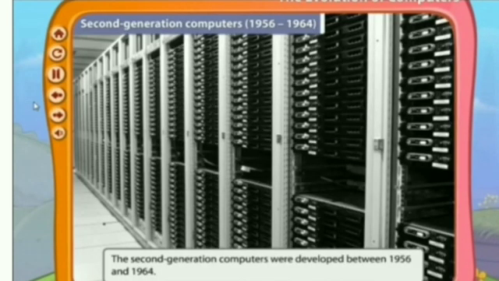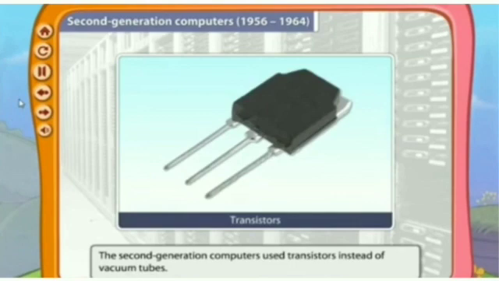Second generation computers. Second generation computers were developed between 1956 and 1964. This is the second generation computers. What's the difference between first and second generation computers? The transistor replaced the vacuum tubes. They were better since they were smaller, faster and consumed less energy also.